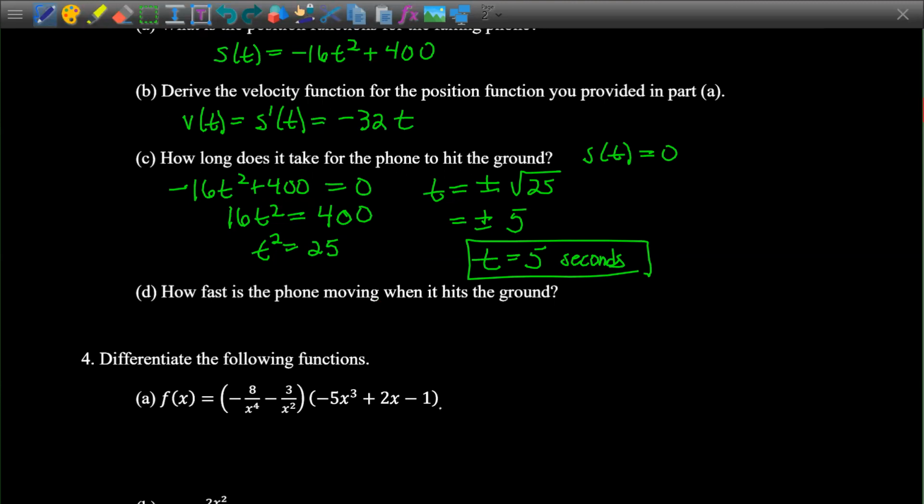And since it's moving downward, we know it's falling, so we should expect a negative answer here. But all this is really asking is, what is v evaluated at the point in time where it hit the ground, which we just found out was at 5 seconds. So we just simply plug this in. So this should be minus 160 feet per second.